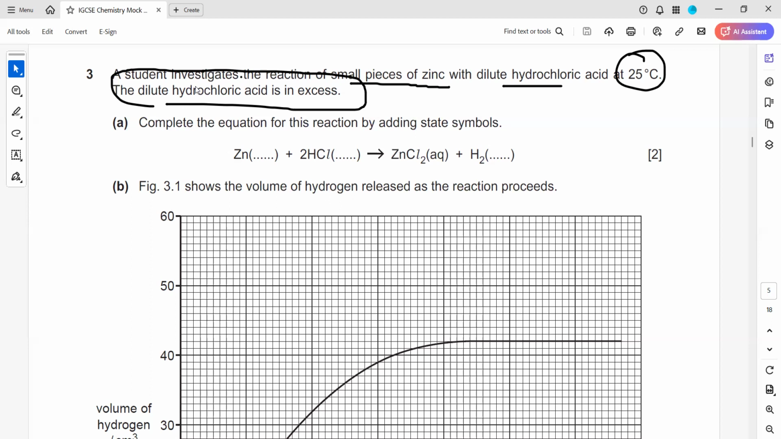I know the chapter is limiting factor and reagent. Chapter 4, chemical reaction. This is topic 6, rate, redox, reversible.